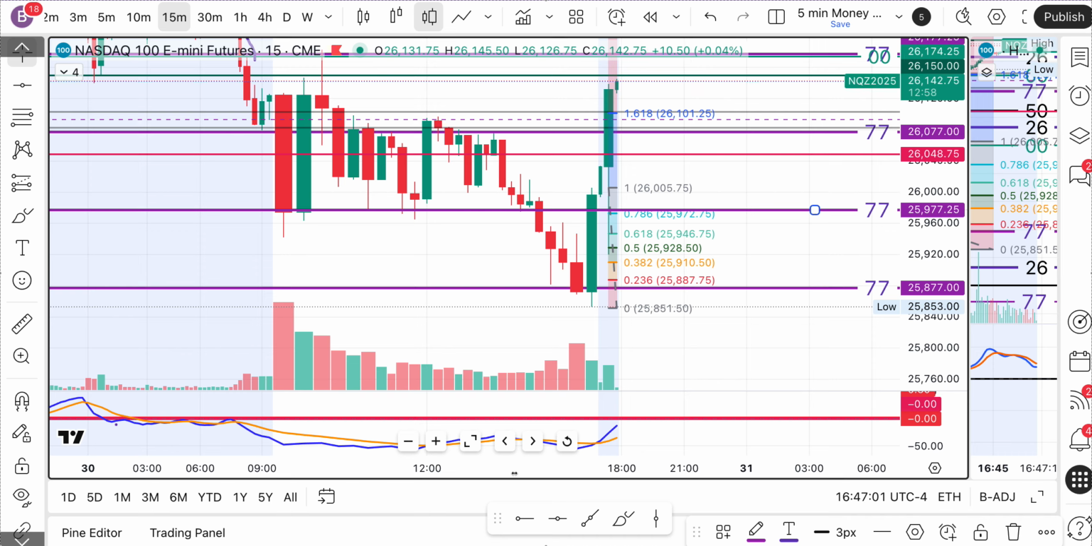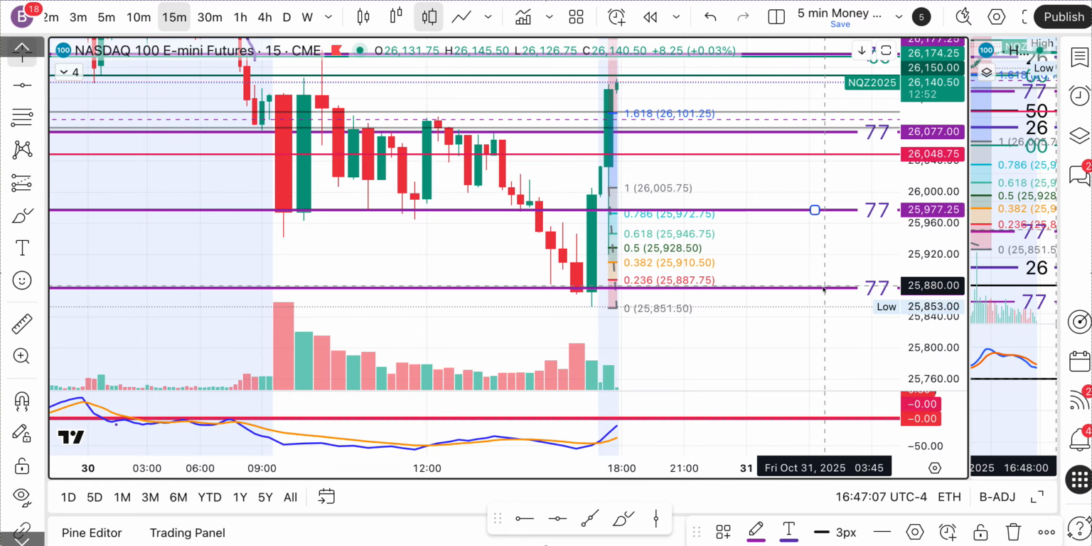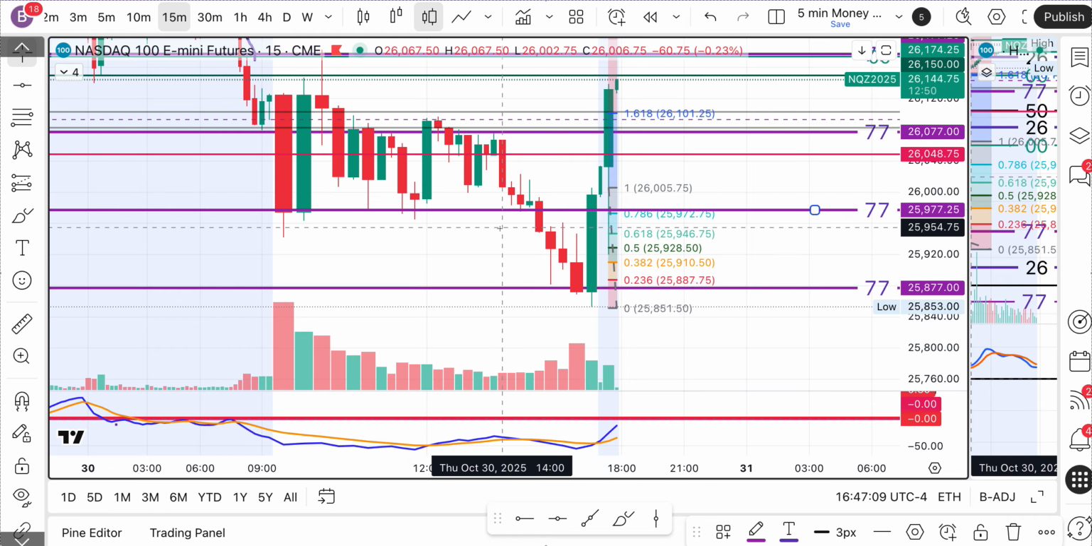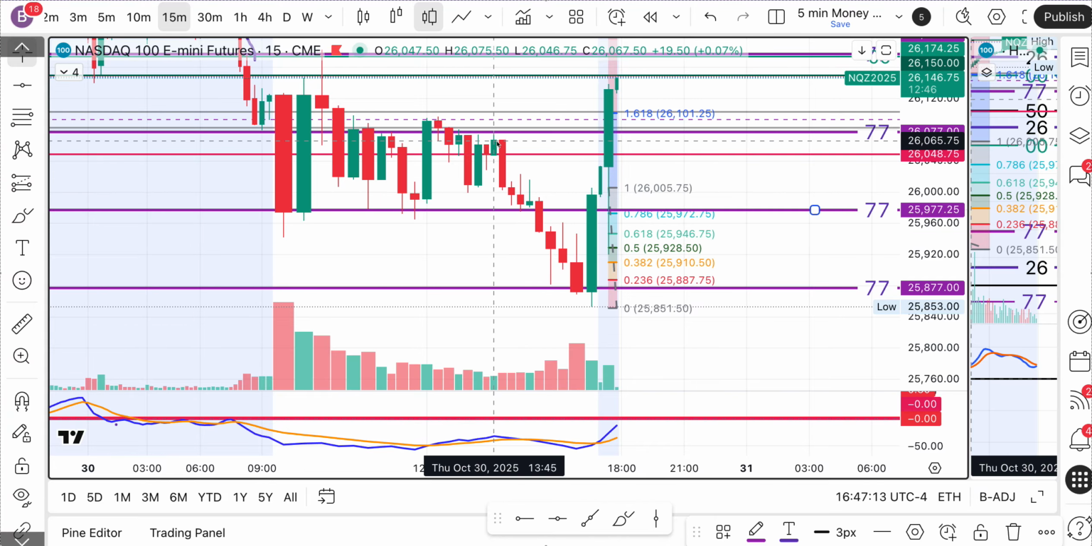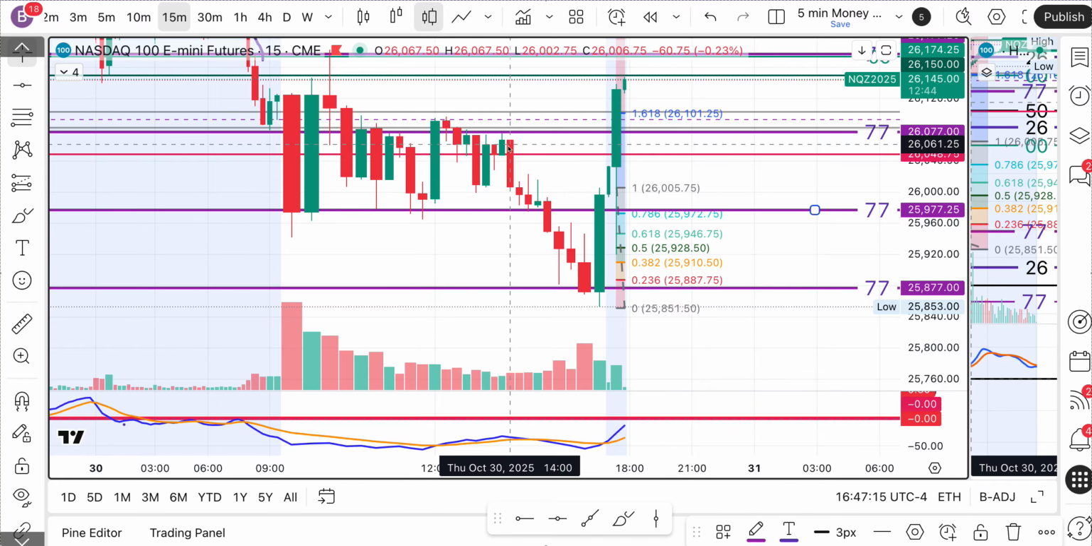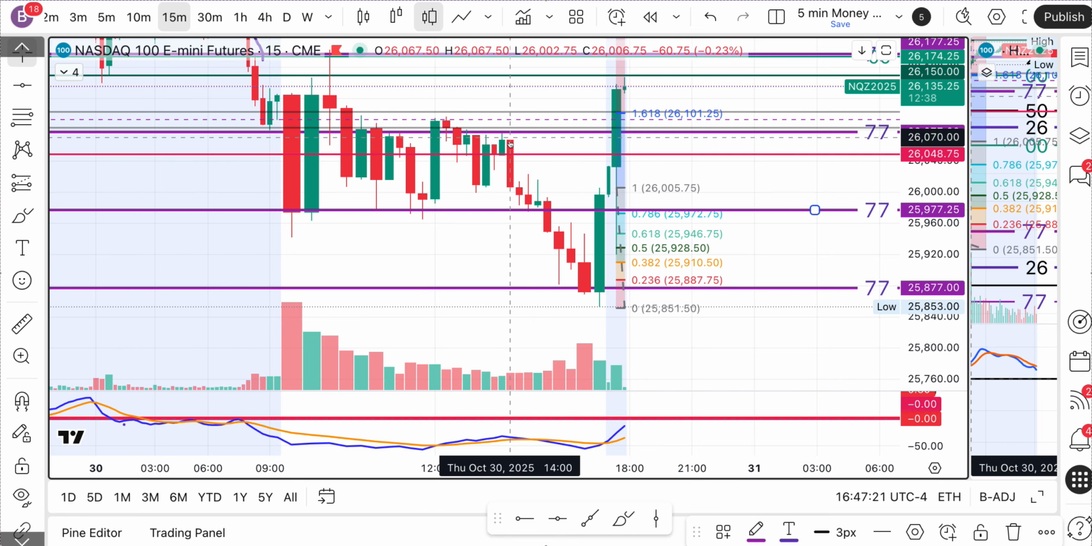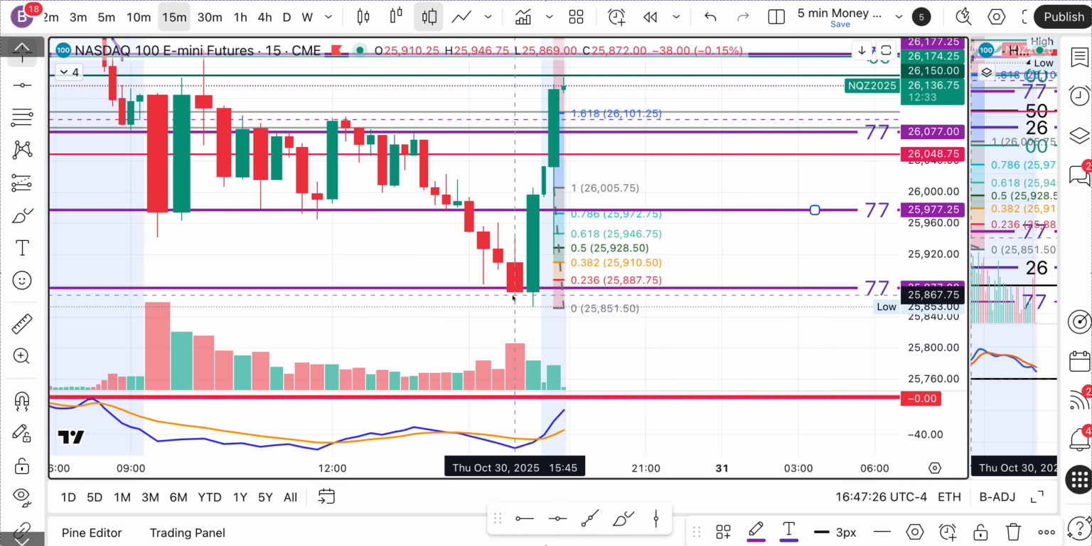Okay, just want to give you another example of the 50% Fibonacci retracement. At the end of the session on Thursday, October 30th, starting at about 1400 hours, we had a big push down here from about this 26,077 down to 25,877-ish area. Went a little under, actually, went all the way down to 55.